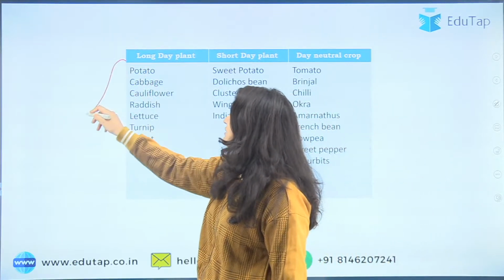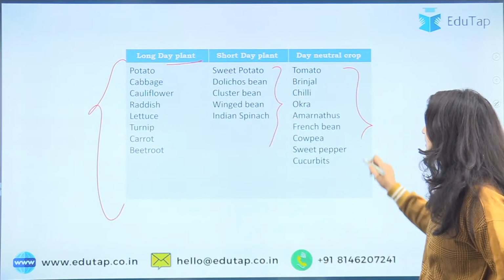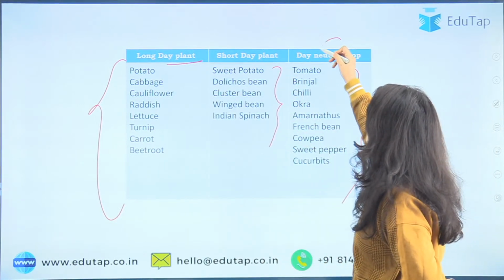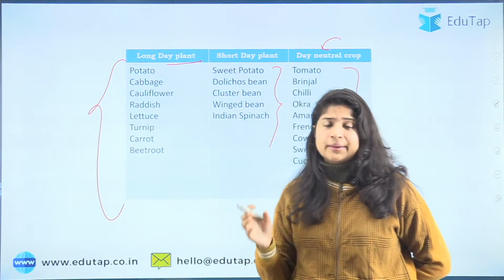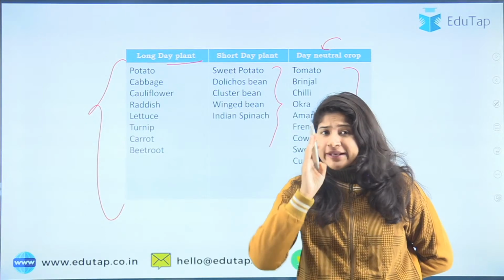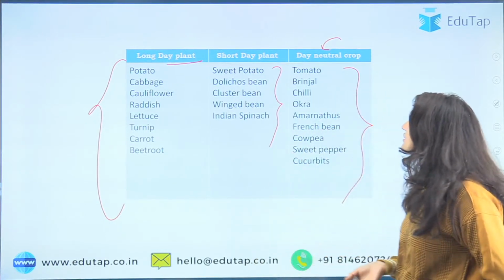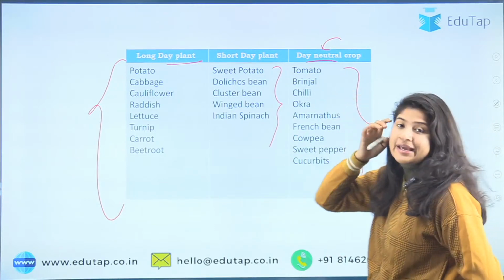So these are the long day plants, short day plants are these, and then we have day neutral plants, means there is no effect of sunlight. Why? Because they require equal amount of days and night. All right, so these are the different categories, that is why the name is day neutral.